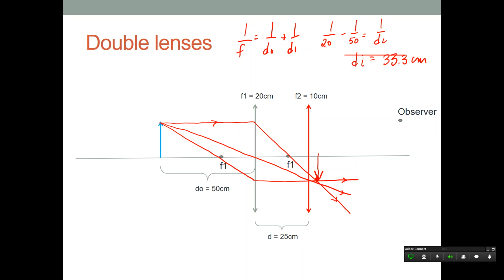What's the distance from this lens? How far is this distance here, this new DO? It's going to be 8.33 centimeters, right? However, is it on the right side now? Do I want my object to be on this side of the lens? No. So this is new to you guys. You're going to consider that as a negative object distance. It's not 8.33. It's going to be negative 8.3 because it's on the wrong side of the lens.